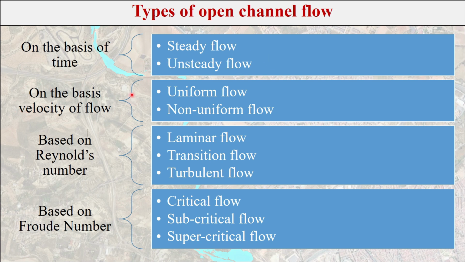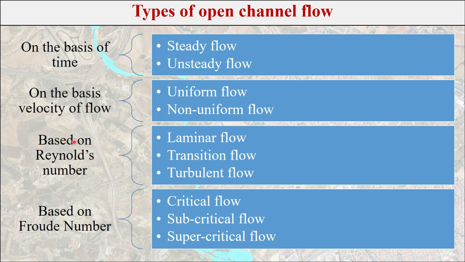Similarly, on the basis of velocity of flow, we divide the flow into uniform flow and non-uniform flow. In uniform flow, the cross section of the flow remains constant throughout the length of the channel, but in non-uniform flow the cross section varies, due to which the flow parameters change along the length of the channel.